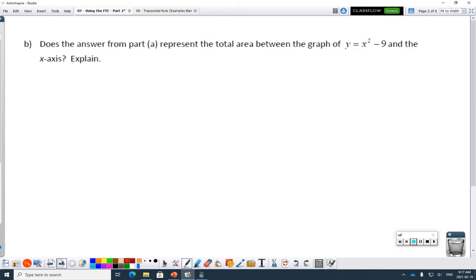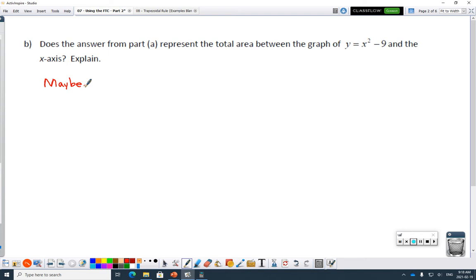Next question. Does the answer from part A represent the total area between the graph of y equals x squared minus 9 and the x-axis? Explain. Well, my answer is maybe. It does represent an area. It does represent area under the curve, and it does represent area between the curve and the x-axis somehow. But there was this net area thing going on here, and it may not have been clear until I actually draw the picture and compare a bunch of areas to see what's going on.